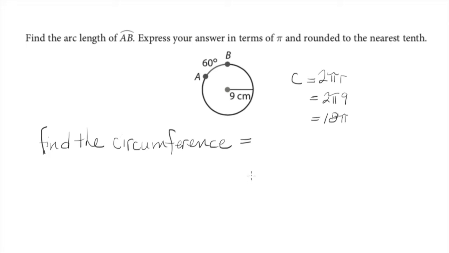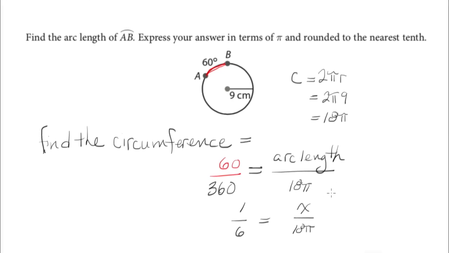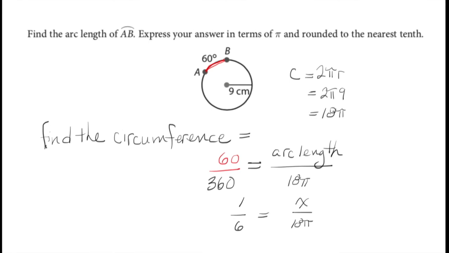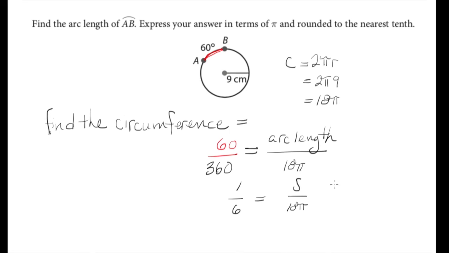Then the next thing you do is just figure out what fraction of the circle 60 degrees is. You just divide 60 by 360, and that gives you the fraction of the circle that the arc length represents. So 60 degrees as a fraction of 360 is 1/6. That fraction of the circle will be the arc length that we're looking for over the total circumference. So 60 over 360 equals x over 18 pi.